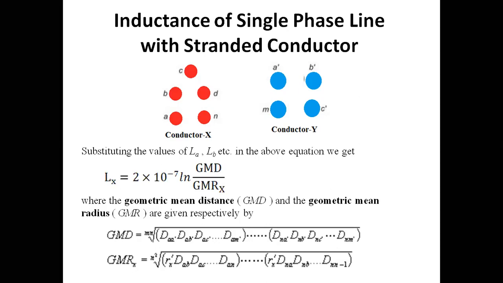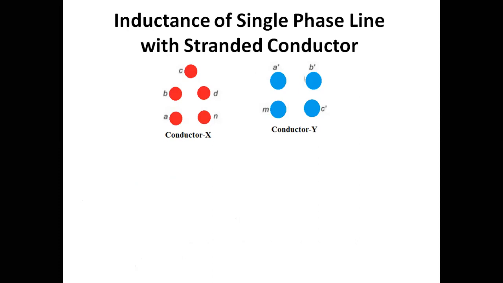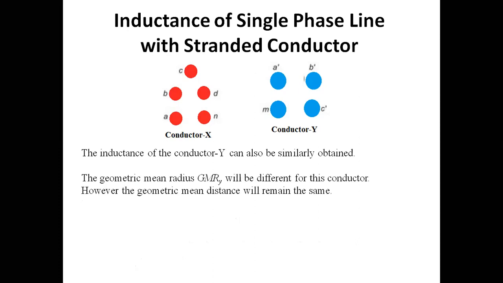In case of conductor Y, we can follow the same process and we obtain the GMRY. GMD remains the same, the geometrical mean distance will remain same, but GMRY will change, because m is not equal to n and the radius ry is different, therefore GMRY will change due to this.